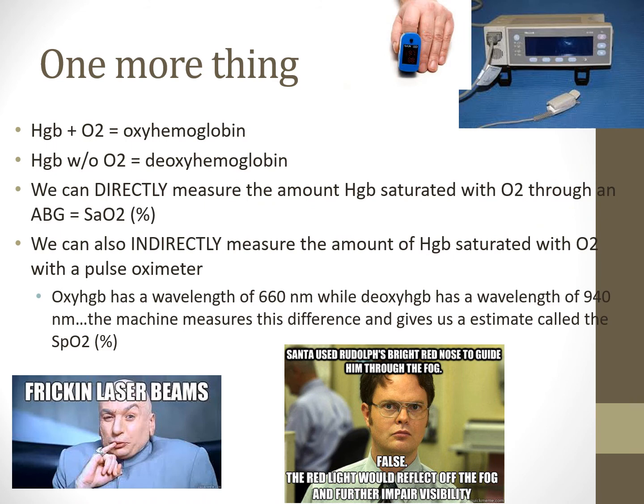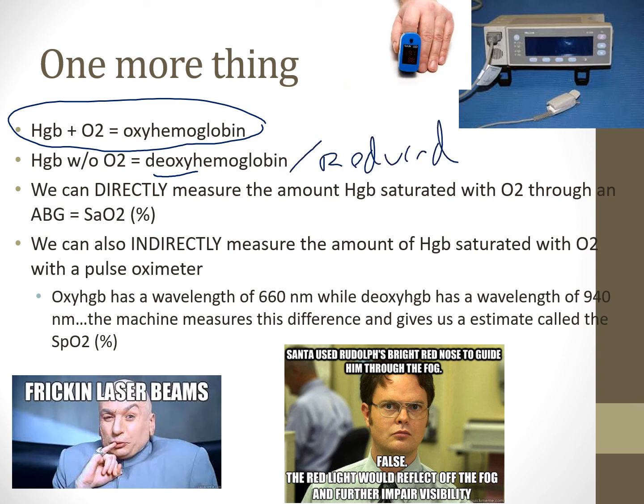So when we're talking about saturation, oxyhemoglobin is, remember, the term for when oxygen is bound to the hemoglobin molecule, so that's oxyhemoglobin. If the hemoglobin molecule does not have oxygen bound to it, it's called deoxyhemoglobin, and it's also called reduced. More of a chemical term, but reduced hemoglobin is just a synonym for deoxyhemoglobin, right? Different terms for the same thing, reduced or deoxyhemoglobin.